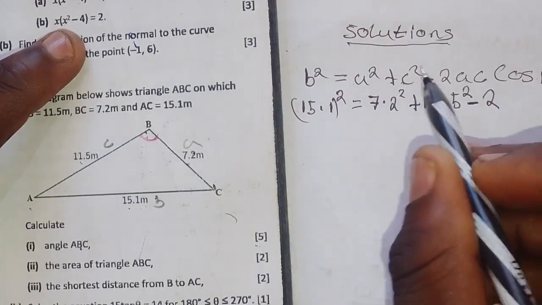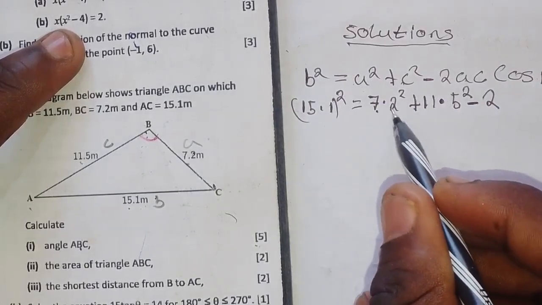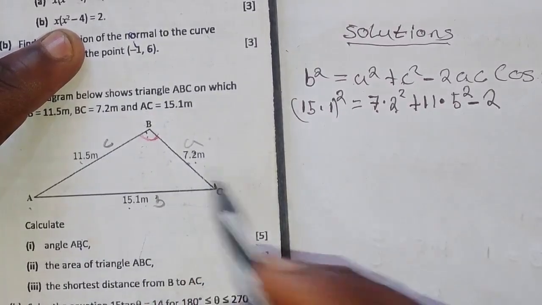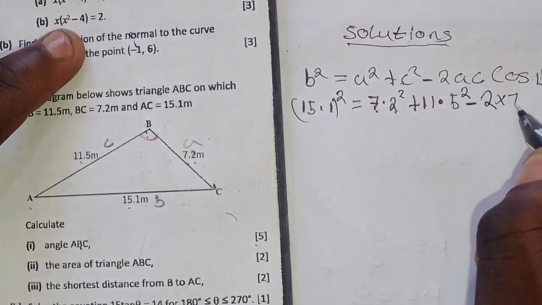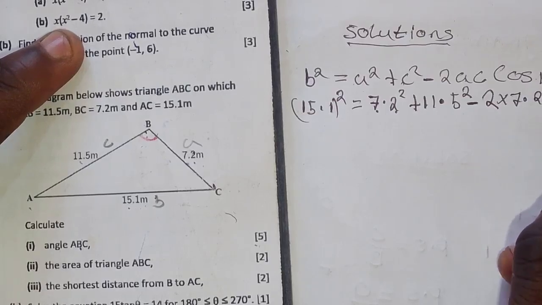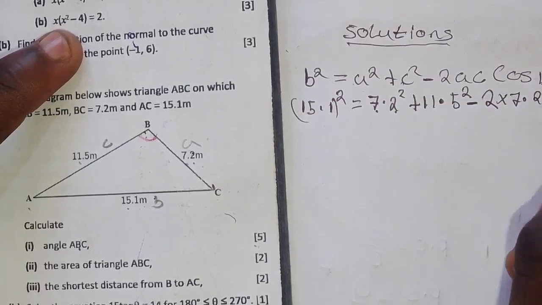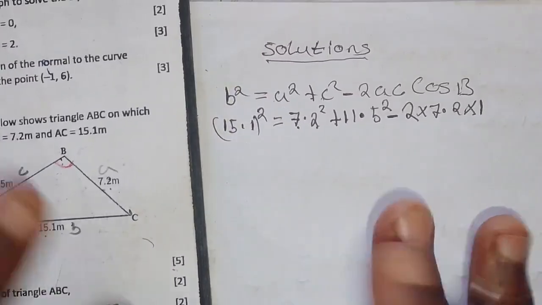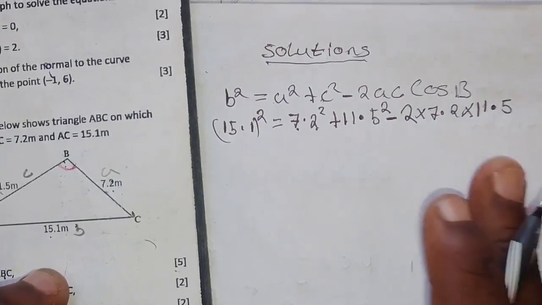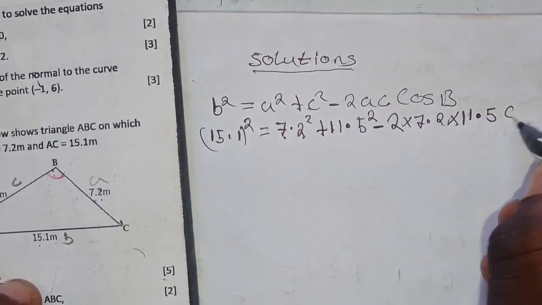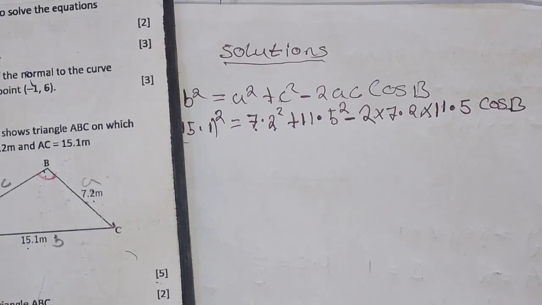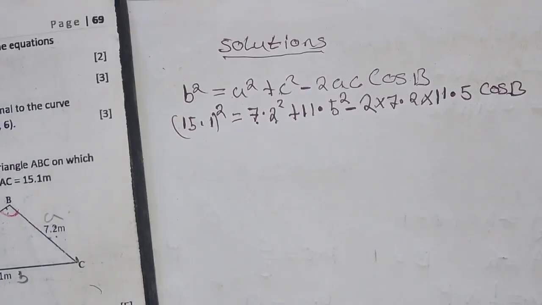2ac, which one is our a? 7.2, sorry, 7.2. So we're going to have 2 multiplied by 7.2 multiplied by our c, which is 11.5, cos B. Okay, we don't know cos B, that's what we're finding. So let's now just quickly do the math here.